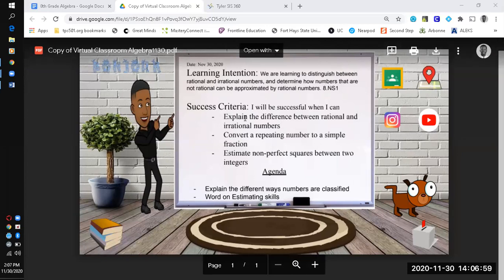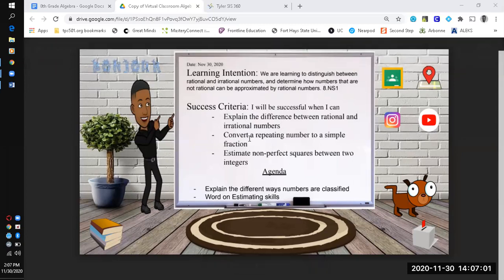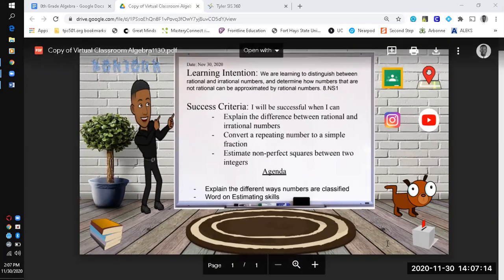All right, so if you look on here, the success criteria, that's the second one, says we're going to be able to convert repeating numbers to simple fractions, but also differentiate between which ones are repeating and which ones are terminating. I'm going to pull up my whiteboard.